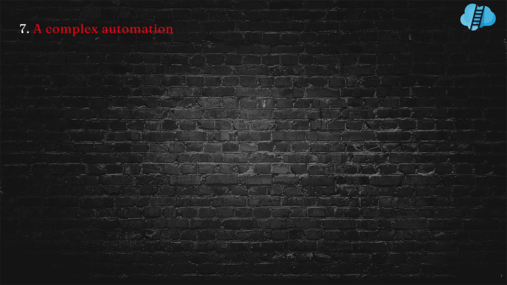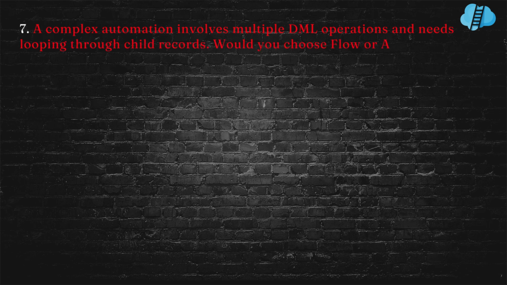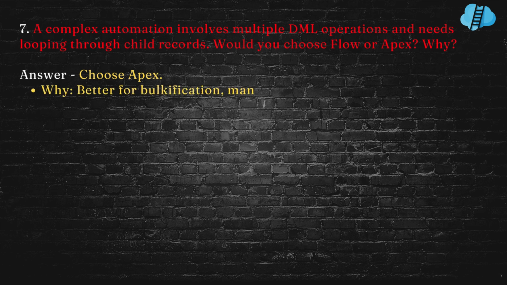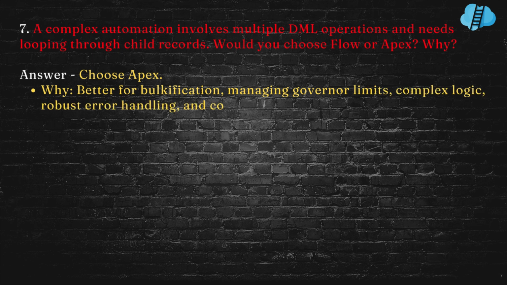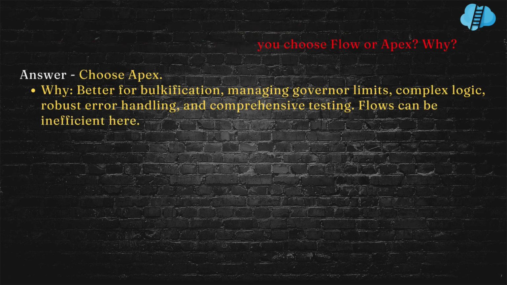7. A complex automation involves multiple DML operations and needs looping through child records. Would you choose Flow or Apex? Why? Answer. Choose Apex. Why? Better for bulkification, managing governor limits, complex logic, robust error handling, and comprehensive testing. Flows can be inefficient here.